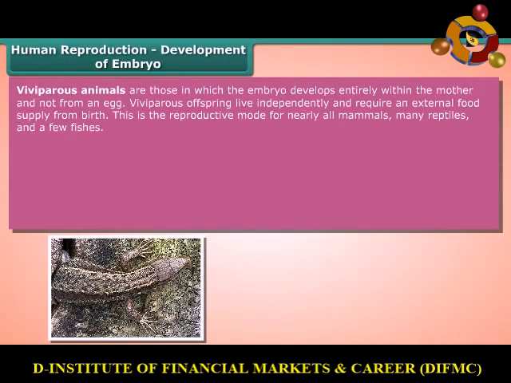Viviparous animals are those in which the embryo develops entirely within the mother and not from an egg. Viviparous offspring live independently and require an external food supply from birth. This is the reproductive mode for nearly all mammals, many reptiles, and a few fishes.